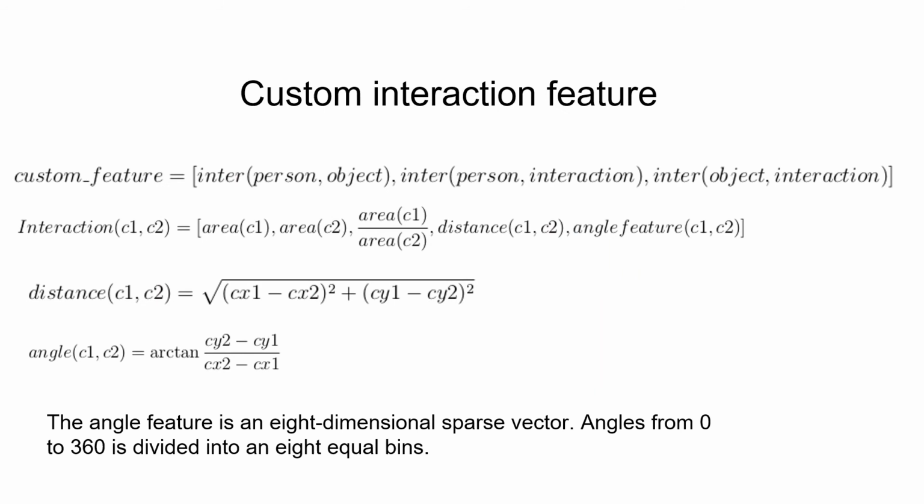To specifically encode spatial relationships between pairs of action components, a custom feature is introduced. This custom interaction feature takes into account the relative area, distance, and angle between any two components.